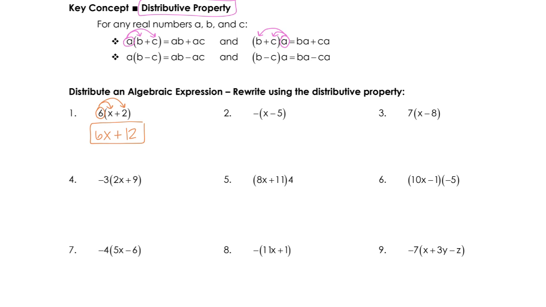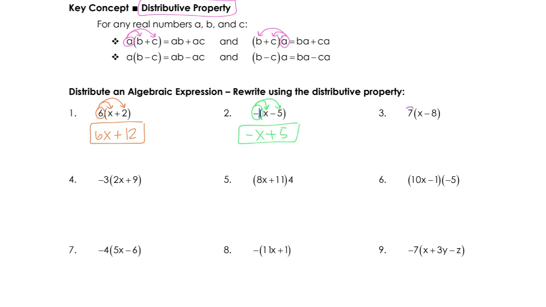Next, we have number 2. We have a negative on the outside and front here. This is actually a -1. So we're going to take that -1 and multiply it by everything on the inside. So we have -1 times x, which gives us -1x, or just -x. Then we have -1 times -5. 2 negatives make a positive, so plus 1 times 5 would give us 5. That would be our final answer for this one.